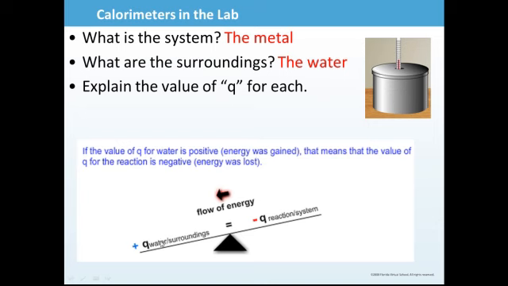So the positive Q of our surroundings will equal the negative Q of the system. So if we do a calculation and calculate how much heat the water gained, well then we know how much heat the system lost, right? Because let's say the water gained 500 joules of energy. Where did that energy come from? It came from the hot metal. If the water gained 500 joules of energy, the metal, the system, had to lose 500 joules of energy. We just have to remember the law of conservation of energy.